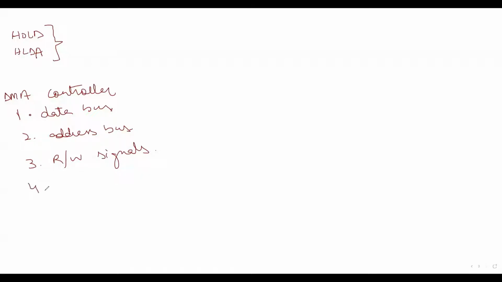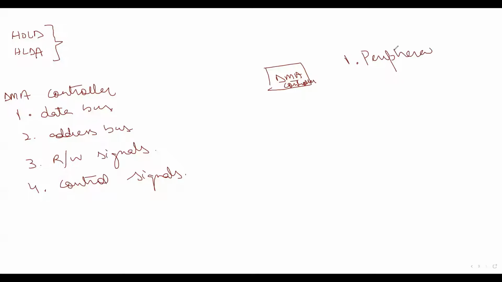Okay. And also it should have the control signals to disable. So let me repeat this, the fourth point, what control signal is. So this DMA controller acts as a peripheral device, which means a slave device, as well as a master device. Master means the role of processor.